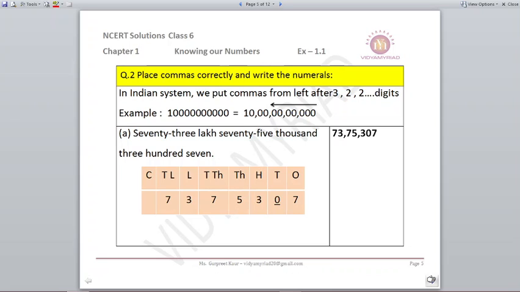7375307. And I have to put commas correctly. That means I will start from my left hand side, count 3 digits, 737. Put comma, count 2 digits, 5, 3. Again put comma and count 2 digits. Like this it comes 73,75,307.